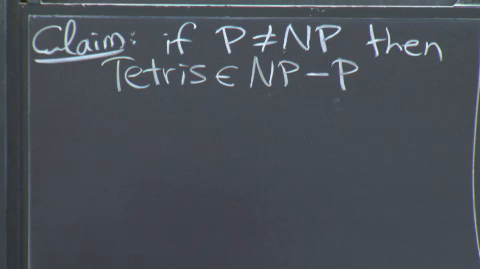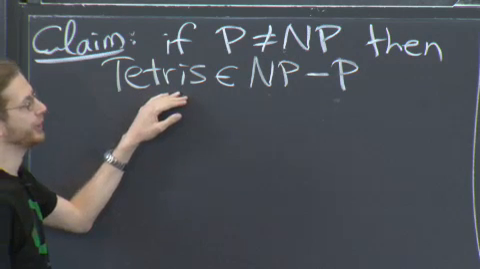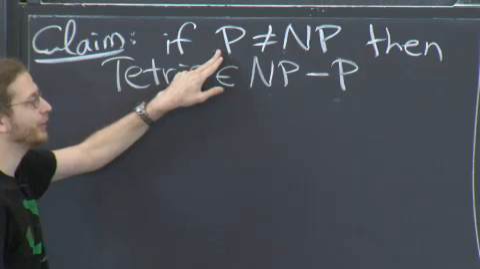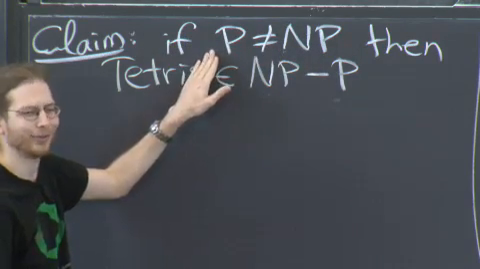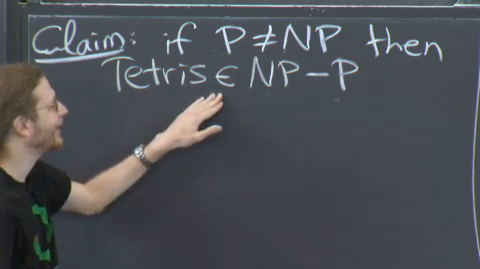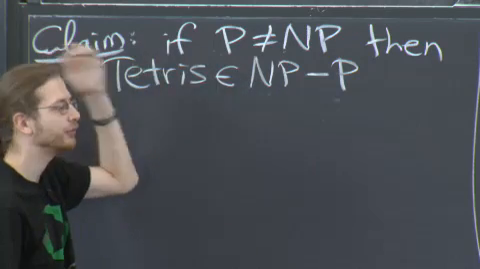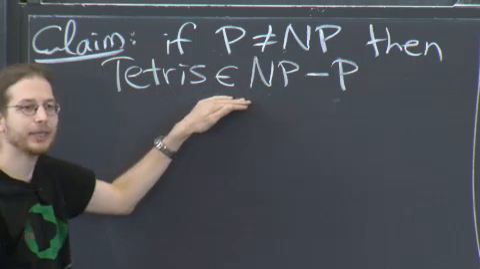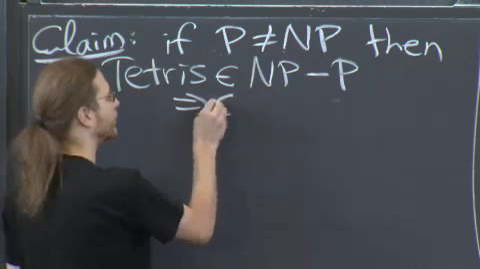Tetris. Why Tetris? Well, it's not just Tetris. There are a lot of problems right at that little notch. But this is pretty interesting, because while we can't figure this out, most people believe this is true. And so as long as you believe in that, as long as you have faith, then you can prove that Tetris is in NP minus P. And so it's hard. It's not in P in this case. So in particular, not in P.